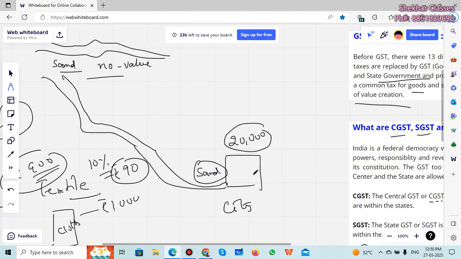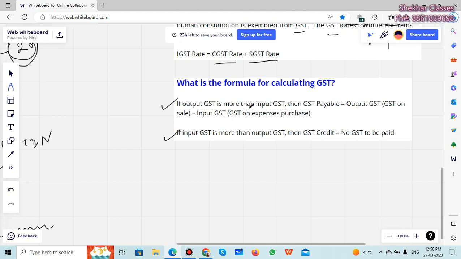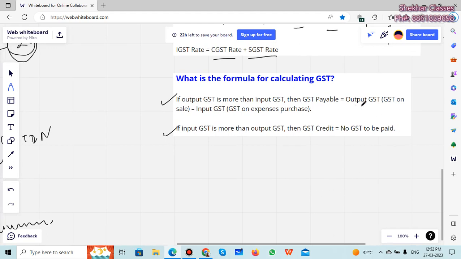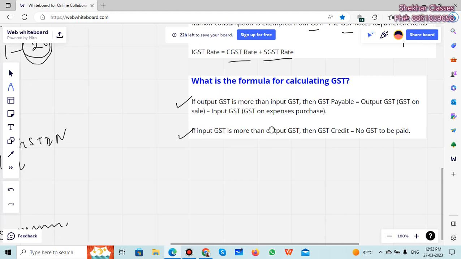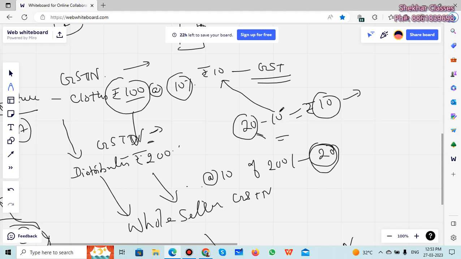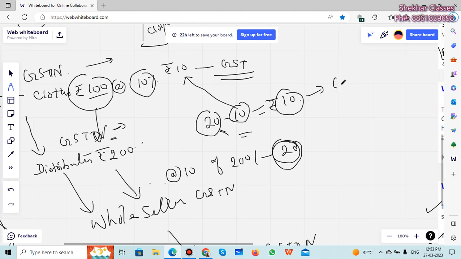Fine. So remember, this part they're talking about over here: if the output GST is more than the input GST, then output minus input. So that is output GST minus input GST, right? Input is whatever he has paid earlier, output is whatever he has got from the customer. So for him, this is the output GST, and this is the input GST. He has already paid it earlier. So output minus input will give you the 10 rupees, which is the GST he has to pay to the government, fine, using his own unique ID.